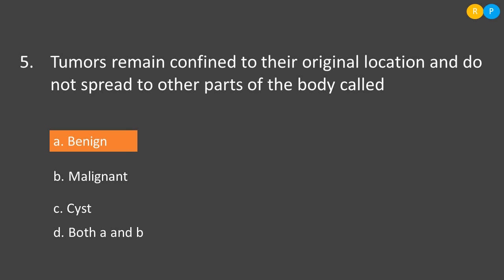Then option B, malignant. So malignant tumor will spread from one part of the body to another part. It is cancerous. Then option C, cyst. So cyst is nothing but a fluid filled sac. It may arise in any part of the body. So it is not a tumor. Then option D, both A and B. So the correct answer is option A, benign.